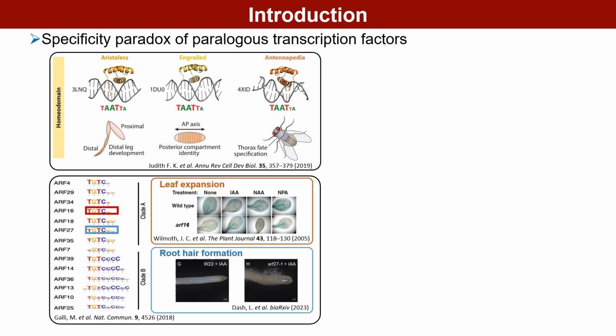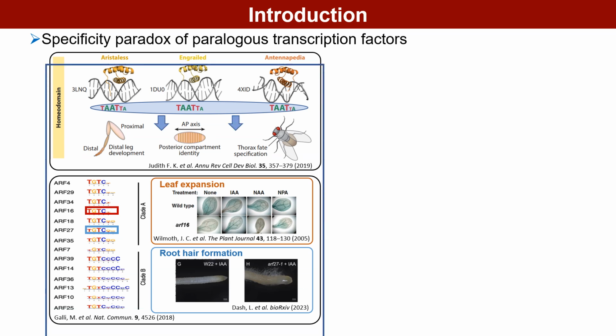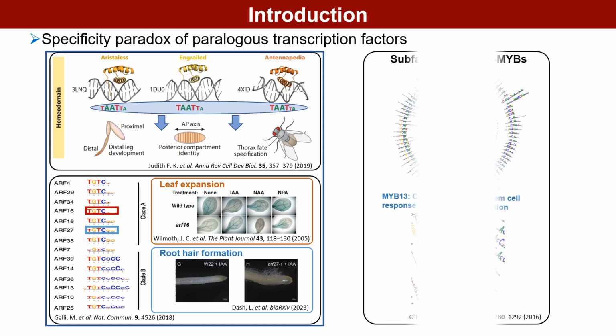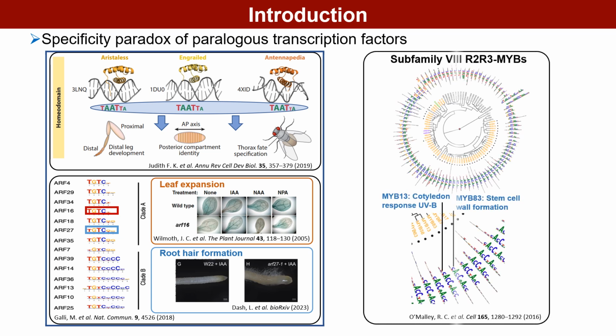In eukaryotes, paralogous transcription factors exhibit a specificity paradox, wherein paralogous TFs recognize highly similar DNA sequences yet regulate distinct physiological functions. This phenomenon has been reported in both animals and plants. The VIII R2R3-MYB transcription factors also face the specificity paradox.